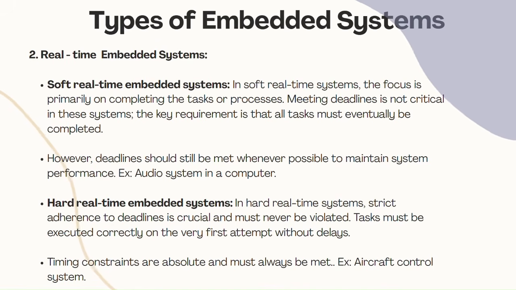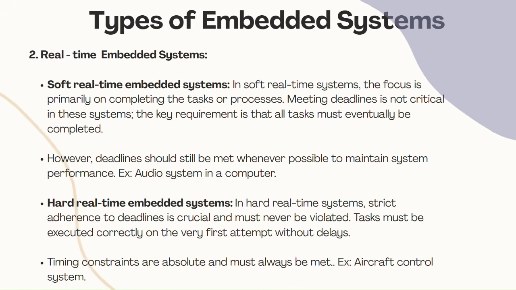Soft real-time embedded systems. In soft real-time systems, the focus is primarily on completing the tasks or processes. Meeting deadlines is not that critical in this system. The key requirement is that all tasks must eventually be completed. However, deadlines should still be met whenever possible to maintain the system's performance. Example, audio system in a computer.